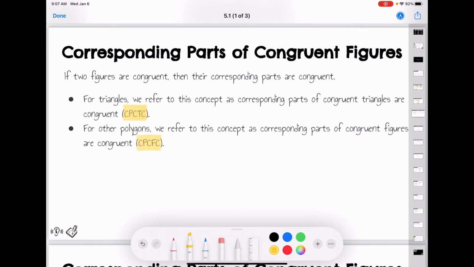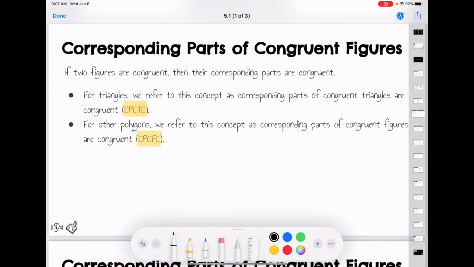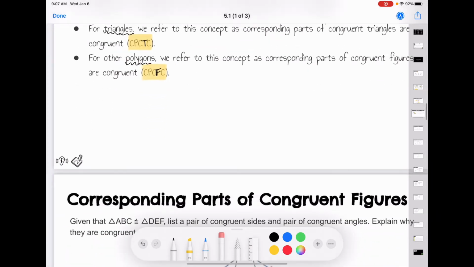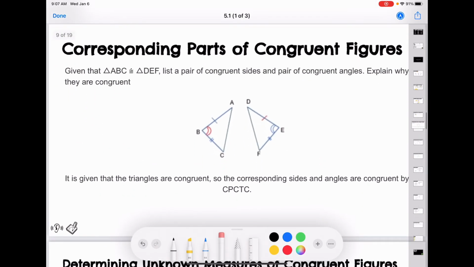Okay, so the only instance in which these terms change is that we went from T to F. So if we have an F, we refer to polygons, and if we have a T, then we refer to triangles. Basically, these different concepts allow us to understand the corresponding parts of those congruent figures. So let's look at this a little bit deeper. Corresponding parts of congruent figures. So let's see. Here we have a problem.